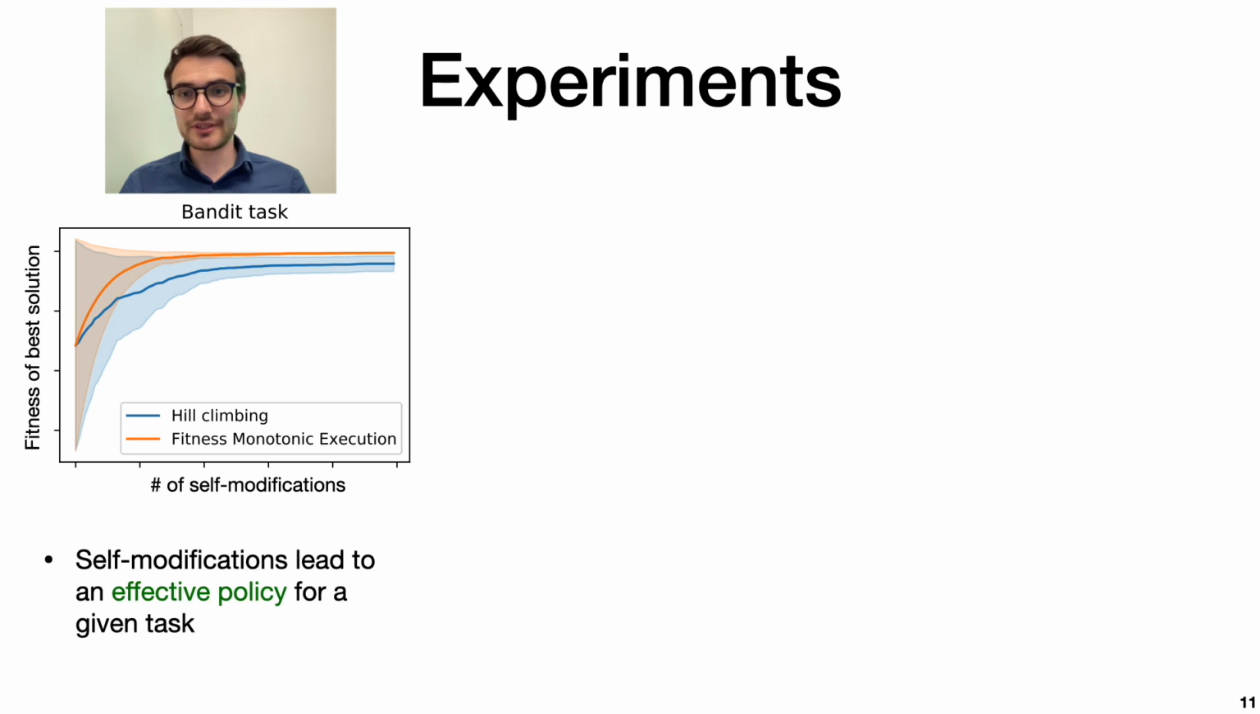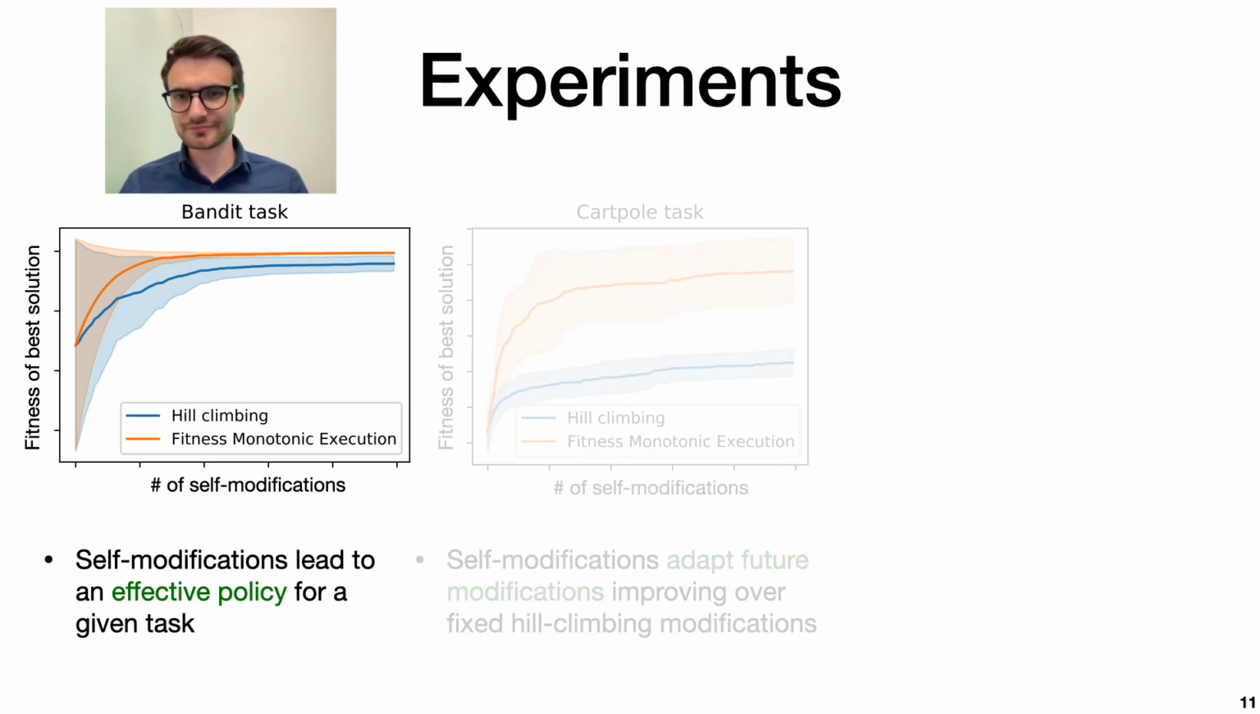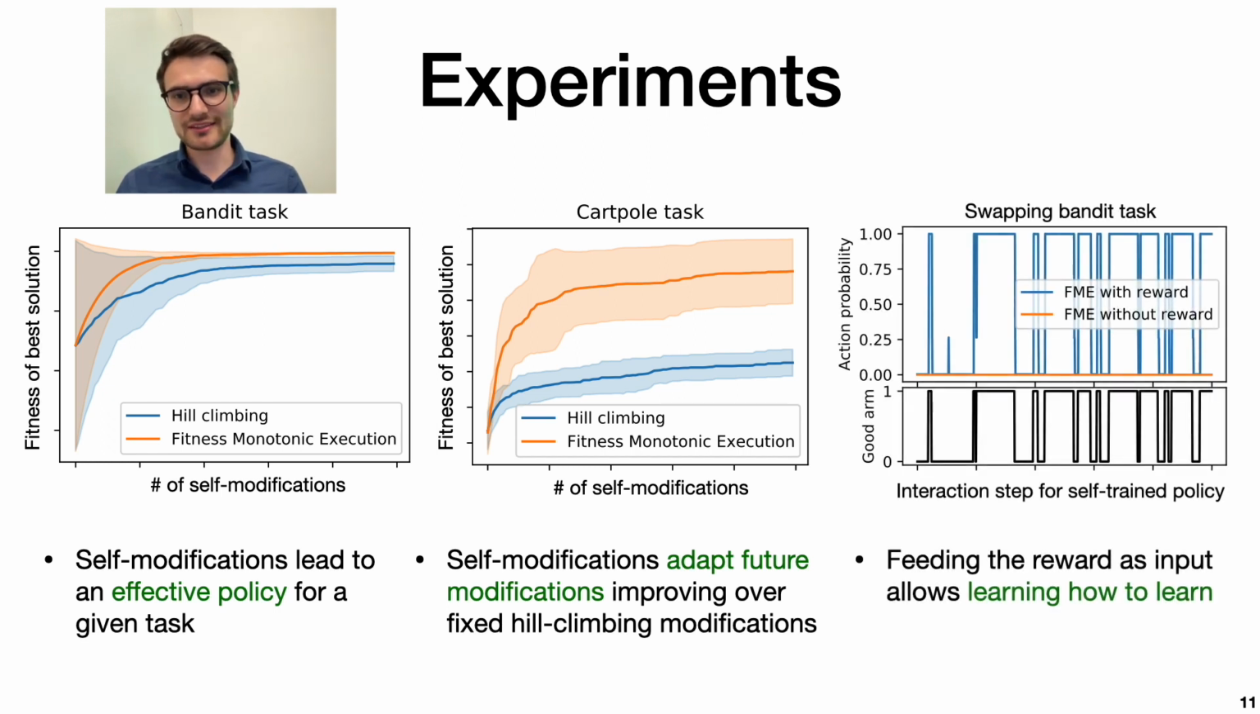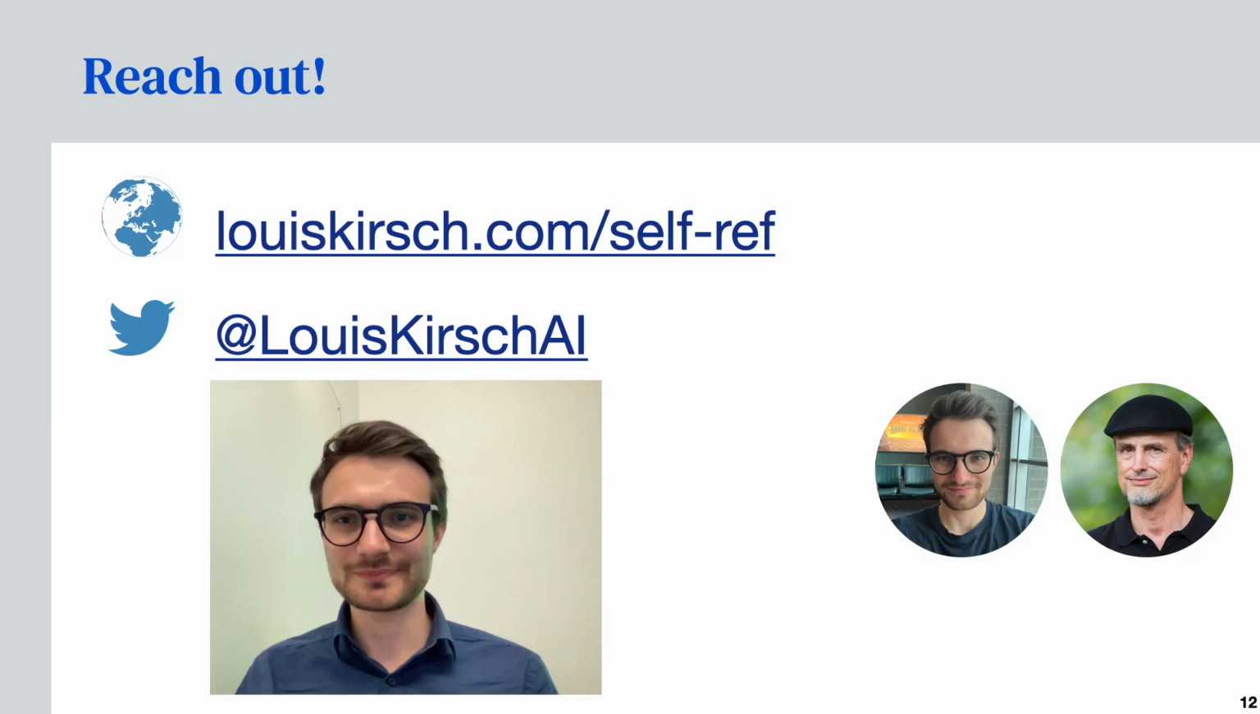In our experiments, we demonstrate some initial results. On a bandit task, self-modifications lead to an effective policy comparable to a simple hill climbing procedure. But on a slightly more difficult coupled task, we observe a larger gap to the baseline. This suggests that self-modifications adapt future self-modifications in a way that improves over the fixed way hill climbing modifies the parameters. Furthermore, on a non-stationary bandit task, we demonstrate that the system starts to learn how to learn when observing the reward as an input.